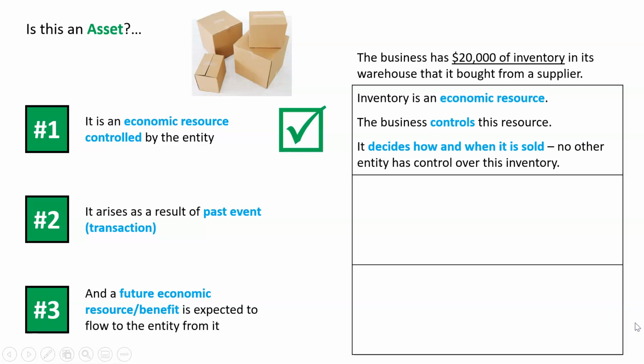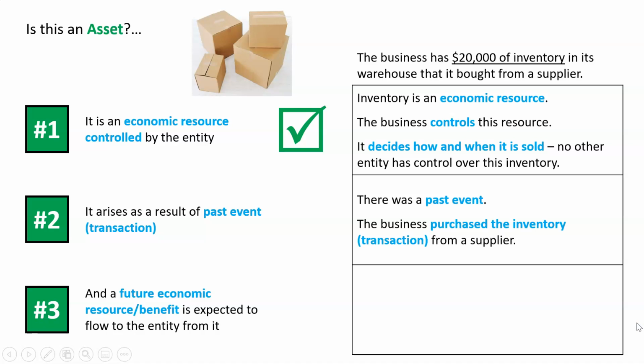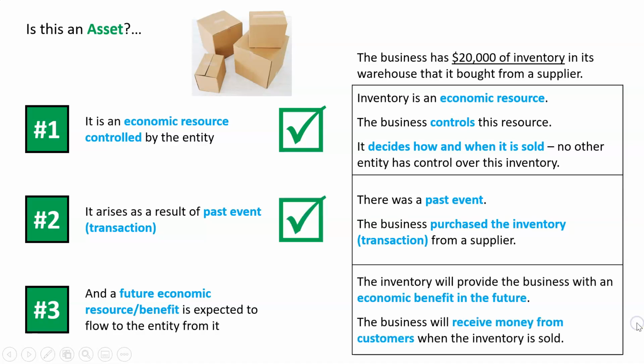Tick. Was there a past event? Yep, the business bought the inventory from a supplier. That's a transaction. And lastly, what is the economic benefit? We'll sell the inventory and then we'll receive money for it. So that is an economic benefit that we will get in the future. You got yourself an asset.